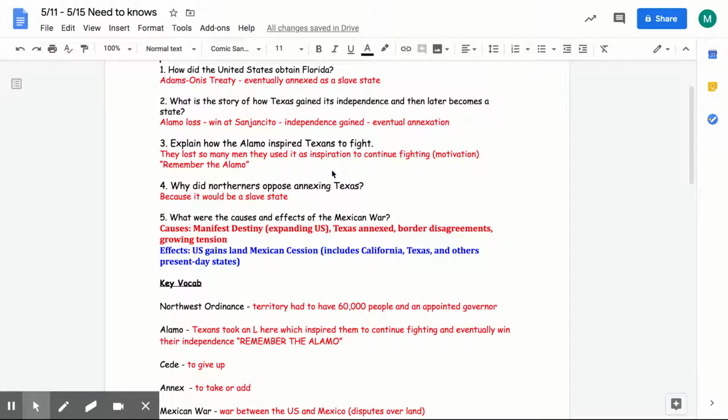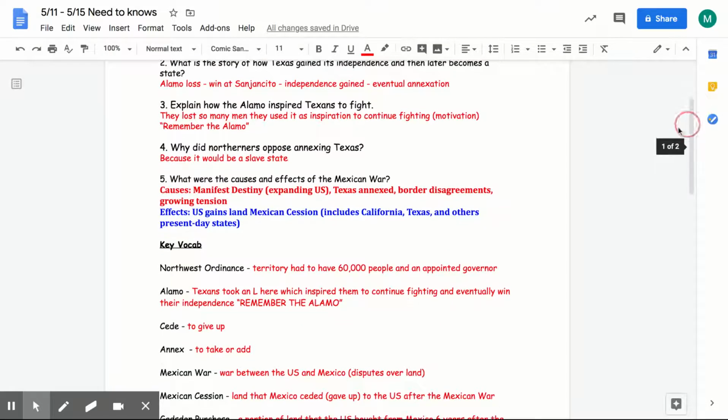Number 4, why did Northerners oppose annexing Texas? Remember, Texas was going to be annexed as a slave state. Remember, there was this desire to have a balance between free states and slave states. And the reason they wanted that balance is that slave state supporters didn't get all the power, and free states didn't get all the power. They wanted to maintain this balance.